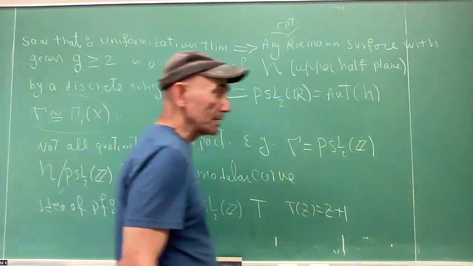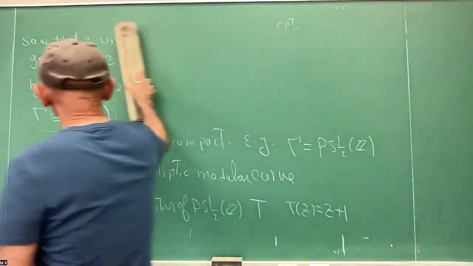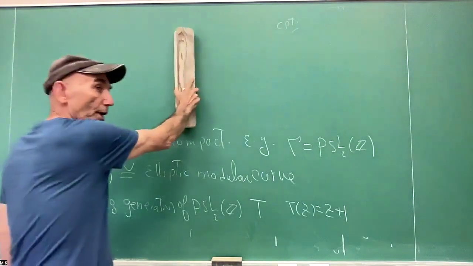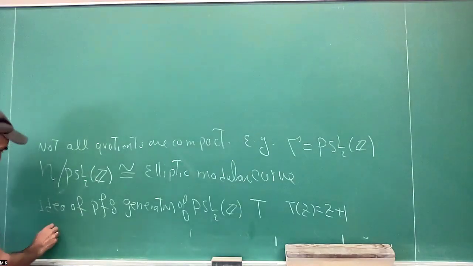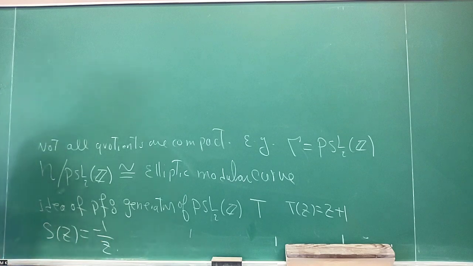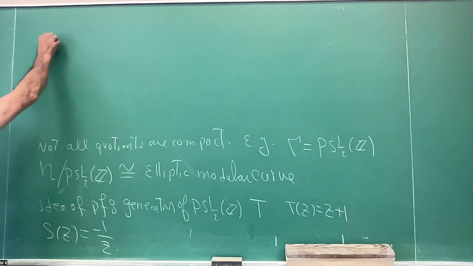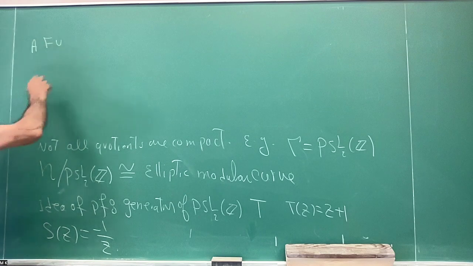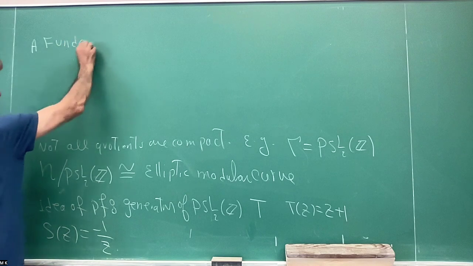And the other one is minus 1 over z, a reflection through the unit circle. The other one is usually denoted by S. S of z equals minus 1 over z. So when you look at these two things, then you can find a fundamental domain for the action. There are many fundamental domains for the action, but a fundamental domain for the action.